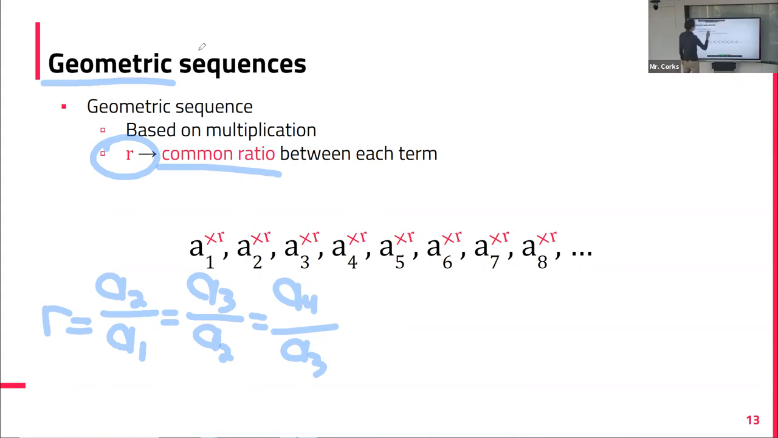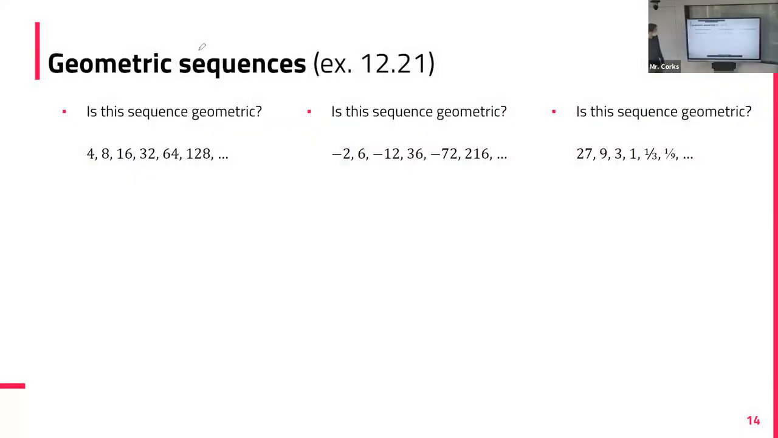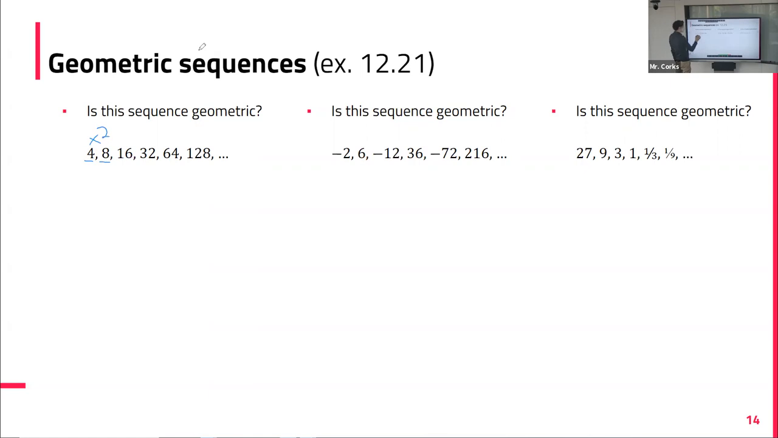All right, so let's look at a few here. We can look at each of these and try to figure out if these are geometric or not. First one, is it geometric? We should be looking at what we are multiplying by. Going from 4 to 8, what do we multiply by? 2. And 8 to 16, also by 2. And are the rest of them 2? Yes, yes, yes. So yes, geometric, common ratio between all of them.